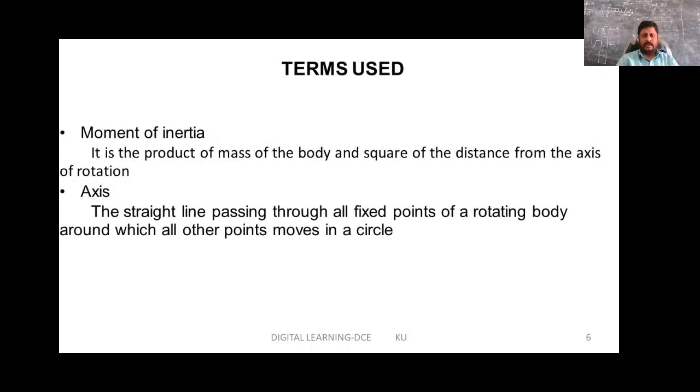The different terms that are used in this chapter are the moment of inertia and the axis. Moment of inertia is defined as the product of the mass of the body and the square of the distance from the axis of rotation. But the axis is a straight line passing through all fixed points of a rotating body, around which all other points move in a circle.